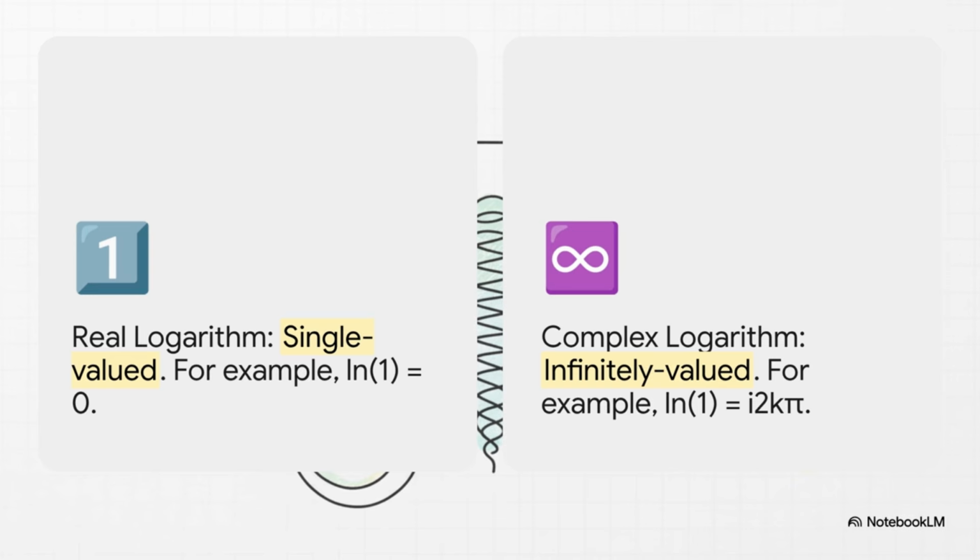Remember how the exponential involves rotation? Well, you can land on the number 1 not just with 0 rotation, but after 1 full rotation, or 2, or 3, or 100. Because of this circular nature, the complex logarithm has infinitely many possible answers. The log of 1 could be 0, or 2πi, or 4πi, forever.